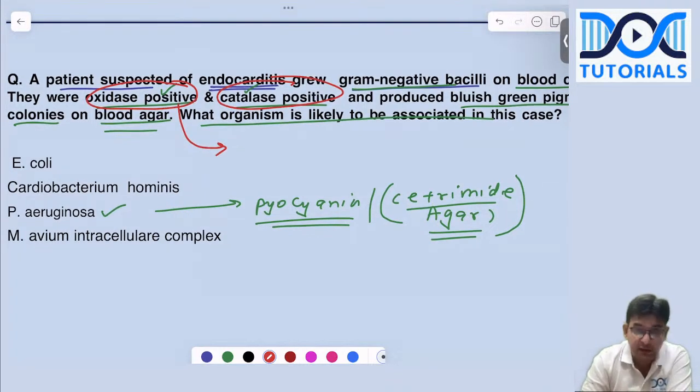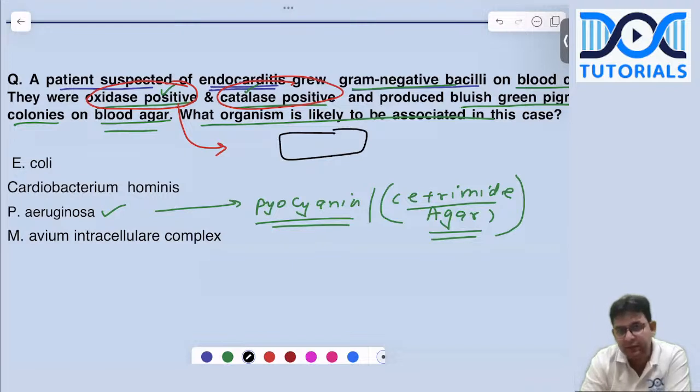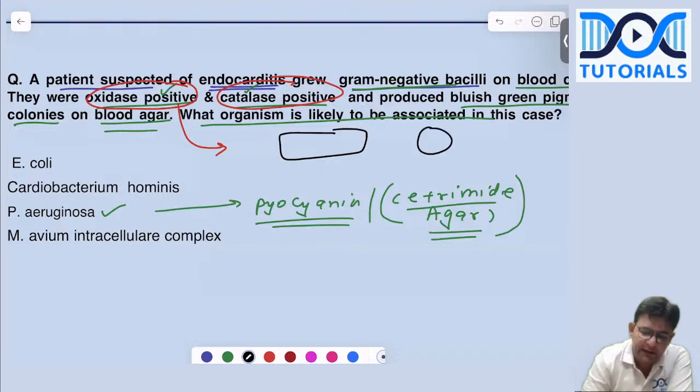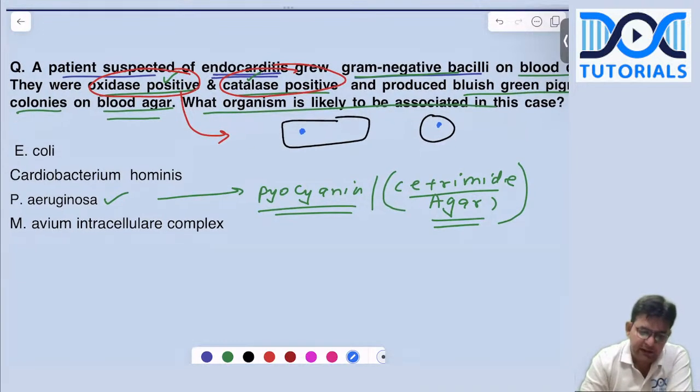Other thing is, what is the oxidase test? In the oxidase test, you have a white filter paper or white disc which you touch, and immediately that white color changes to blue within 10 seconds. That is termed as oxidase positivity. That is termed as what, guys? Oxidase positivity. So this also you need to remember.